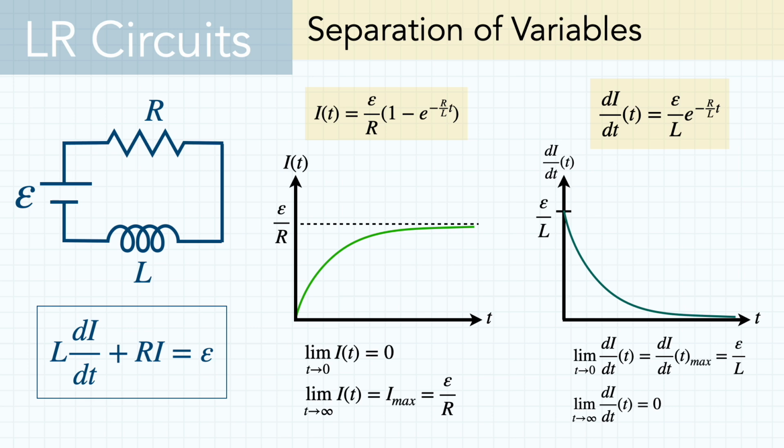But this time the scenario is a bit different because our function is the current, which starts at 0 because the inductor is resisting the flow of current. And as time progresses, or time approaches infinity, it's going to reach the maximum current it possibly can, which is the EMF divided by the resistance. Similarly, the inductance is going to start at its maximum, which is why di/dt is going to be at its max, which is epsilon over L. And as time progresses and the current increases, the di/dt is going to decrease and approach 0.